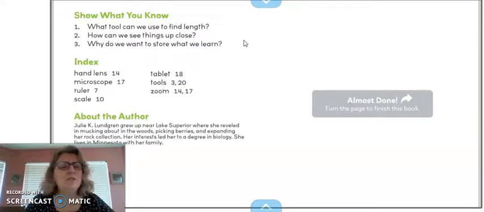And what do we use when we want to store what we've learned? A computer. The computer they used in this book was a tablet. All right, you guys learned so much about science tools today.